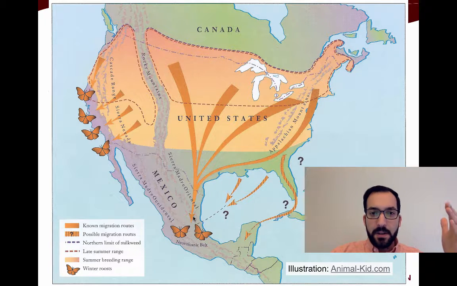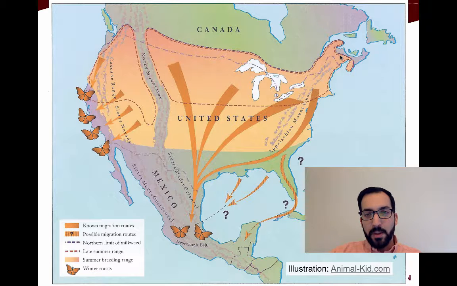So every single year, these monarch butterflies down here in Mexico, they fly north. They keep laying eggs and keep flying further north and laying eggs, so on and so forth, until they get to the southern part of Canada. When it starts to get cold, which in Canada is probably very early, around September or so, they start moving on down.